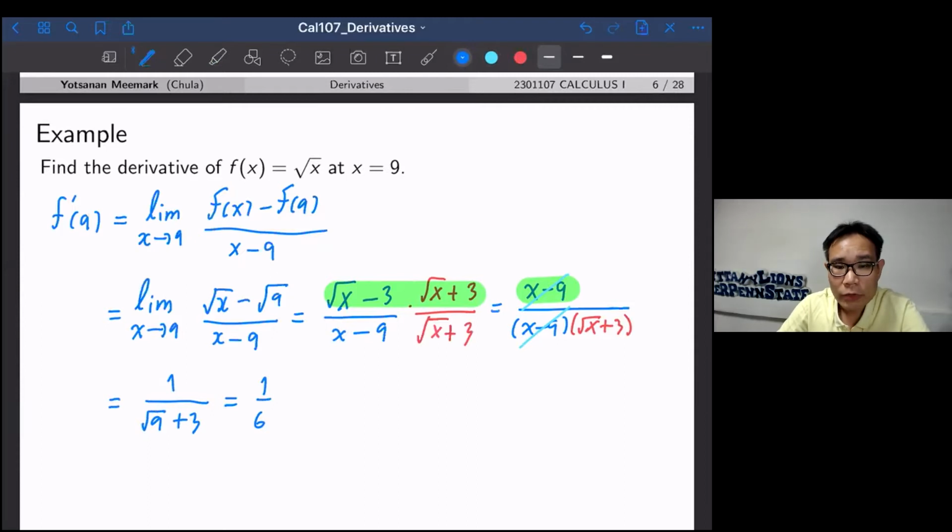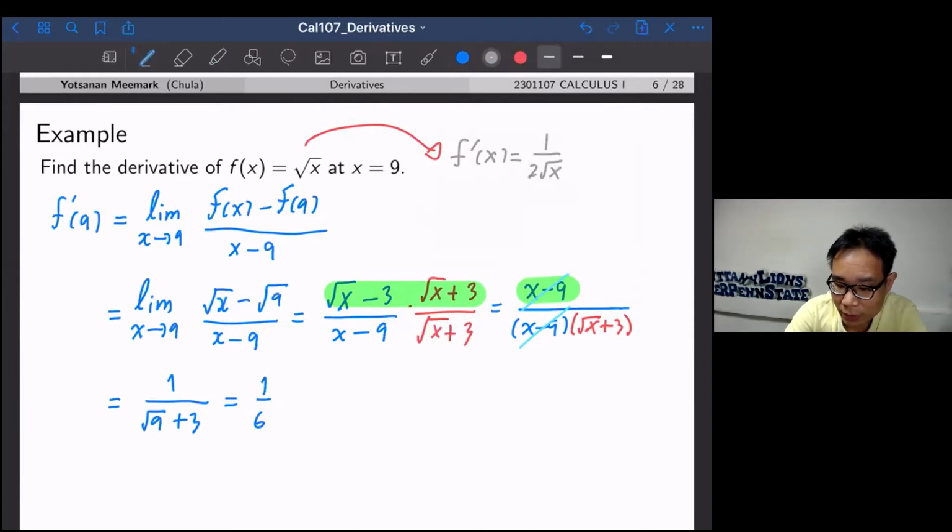You may ask me, hey, why don't you just differentiate and get 1 over 2 root x? If you studied calculus in high school before, you may ask, can we just say f prime x equals 1 over 2 root x, and f prime 9 equals 1 over 2 root 9? So it's going to be 1/6. Is it correct? Yes, this is correct, but we don't have the formula yet. We're gonna derive the formula later, and we're gonna use the formula to differentiate. But now we are using the definition.